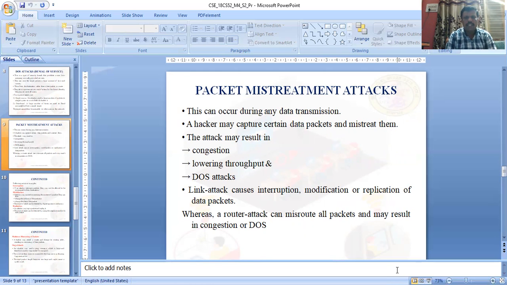Attackers may cause congestion, which means the bandwidth is reduced, lowering throughput, and even the sending rate is reduced. Denial of service attacks may also occur. Link state causes interruptions, modification of the packets, or replication of the data packet. Where a router is attacked, it can misroute all these packets, resulting in congestion due to denial of service.